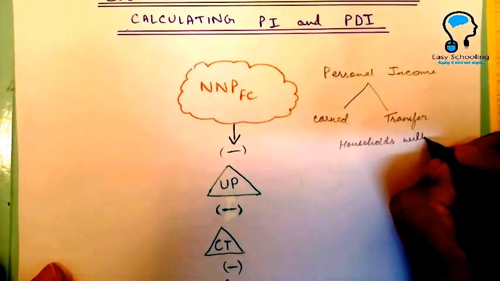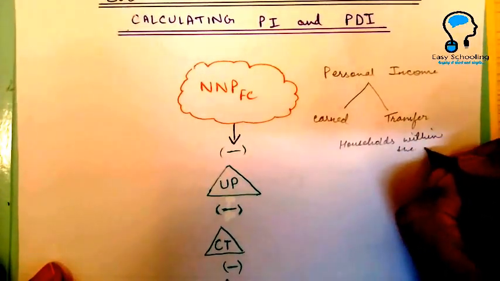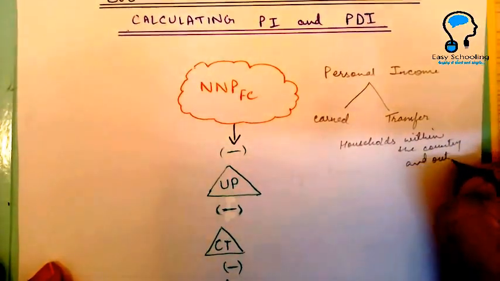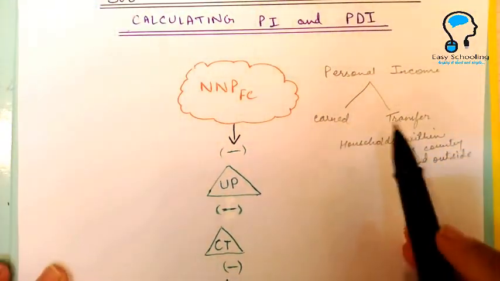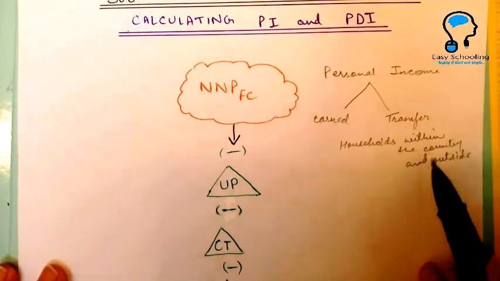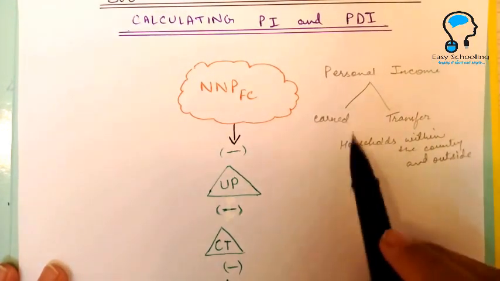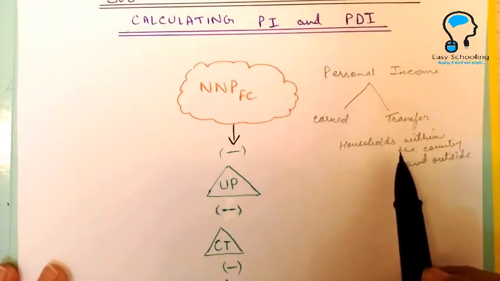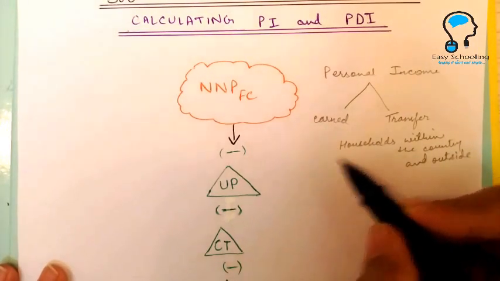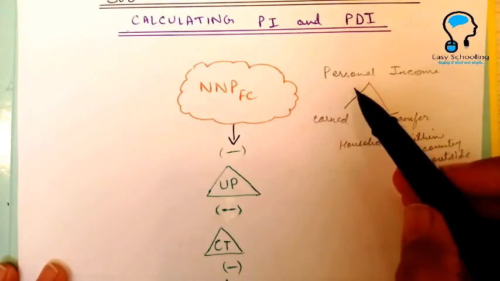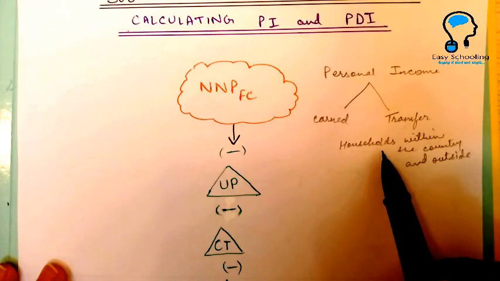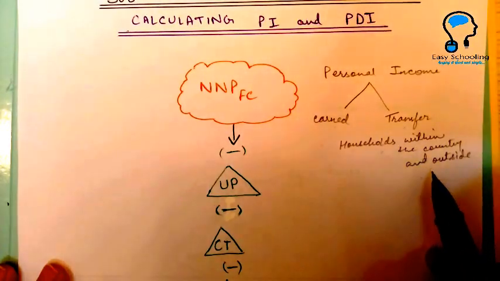Within the country and outside. Okay, so personal income is earned income and transfer income received by the households within the country and outside. Private income is earned income and transfer income received by the households and firms. Okay, so private income is a broader concept than personal income. So in this we are going to calculate only the income received by the households within the country and outside.